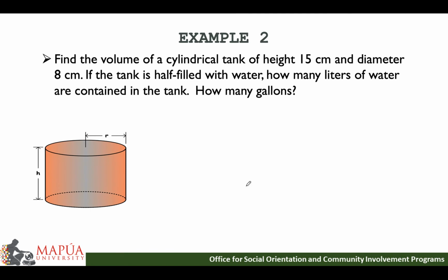So this is the shape of a right circular cylinder, or simply a cylinder. The dimensions are the height, which is 15 centimeters, and the radius. The radius is equal to the diameter divided by 2. If the diameter is 8, we divide it by 2, so our r here is equal to 4 centimeters.